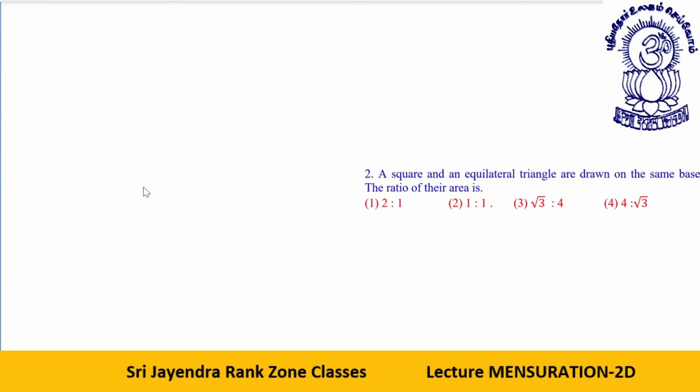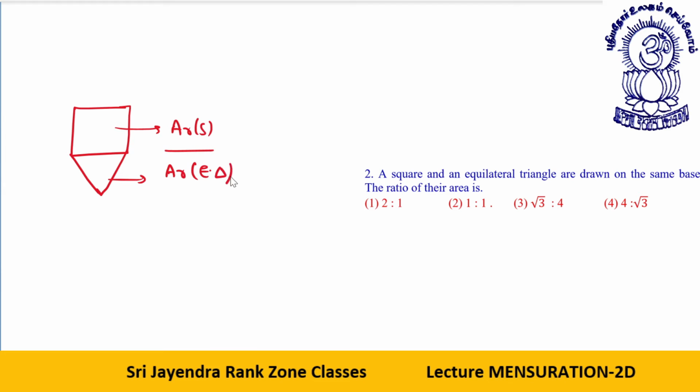Next one. A square and an equilateral triangle are drawn on the same base. The ratio of their area is, see students, it is like this. This is a square and this is an equilateral triangle. They are drawn on the same base. Area of square, you have to tell this ratio upon area of equilateral triangle.